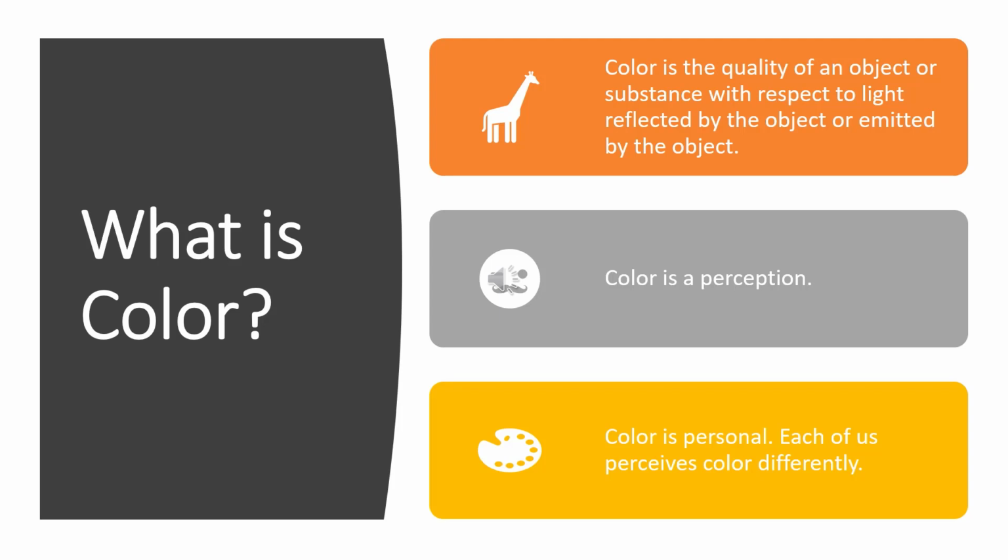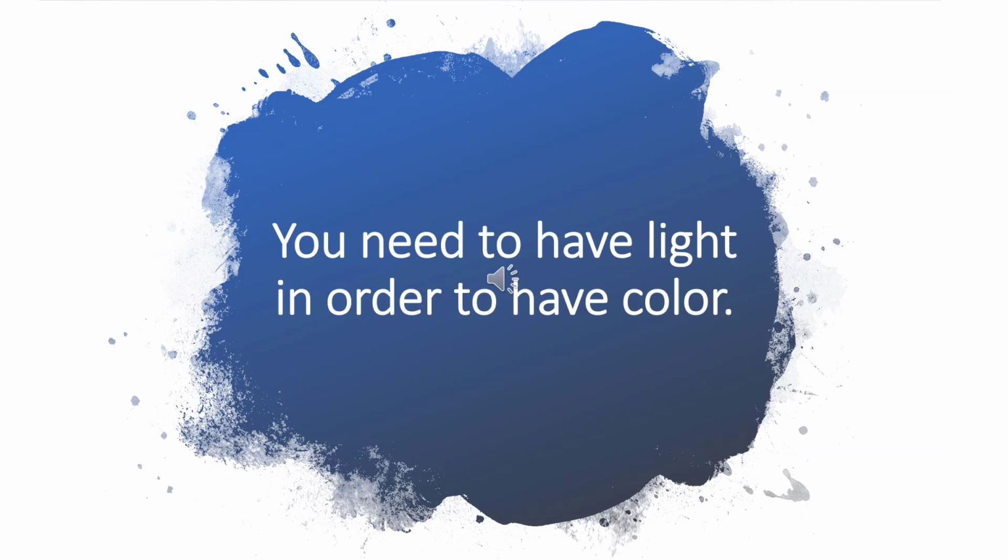Color is a perception, and color is personal. Each of us perceives color in an absolutely different way. Very simply put, you need to have light in order to have color. Color is contained in light, so without one, we do not have the other.